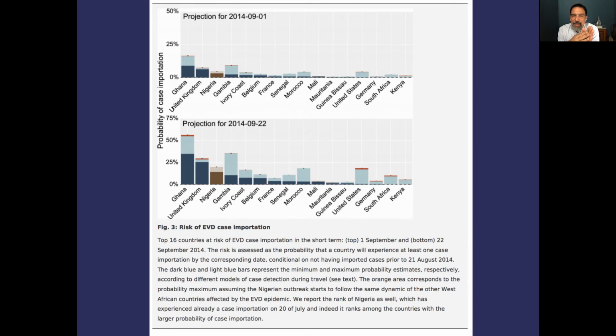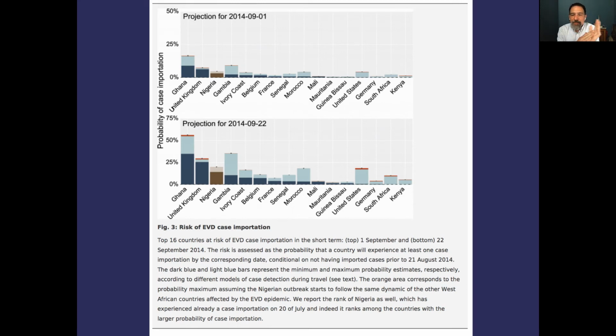At the time of this work, Nigeria had already experienced its first case importation, which, as we discussed last week, was successfully identified and contact traced, and the spread was limited to only about 20 cases there. But the graph here shows the top 16 countries and their predicted probabilities of importing a case during early September 2014 on the top, and late September on the bottom as the outbreak was progressing. And within these weeks, they also modeled different approaches to case detection during travel, such as temperature checks at the airport prior to boarding flights or prior to entering countries.